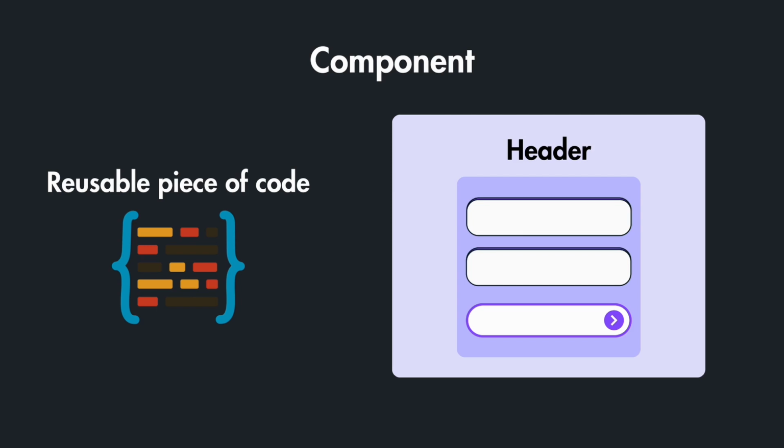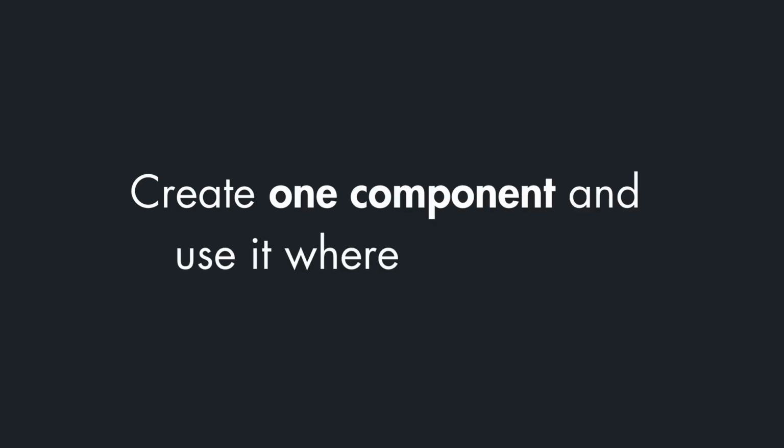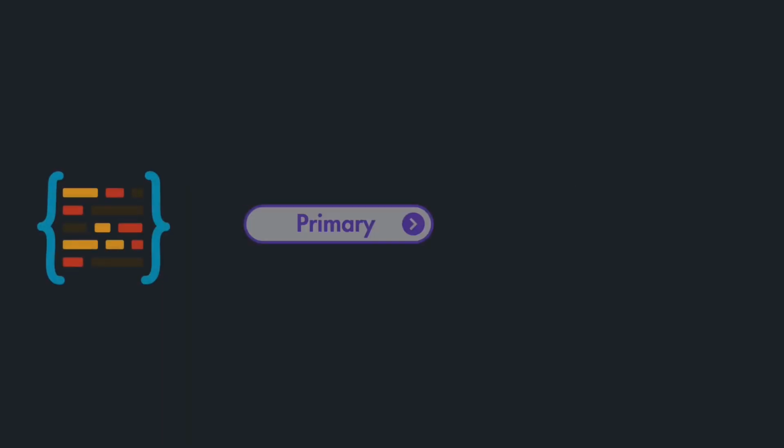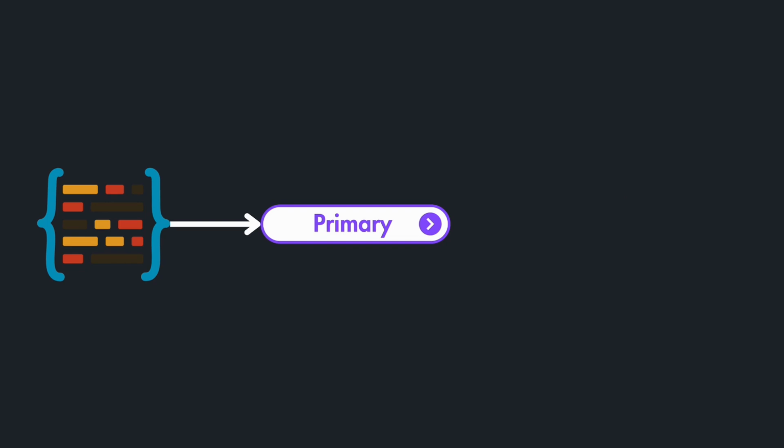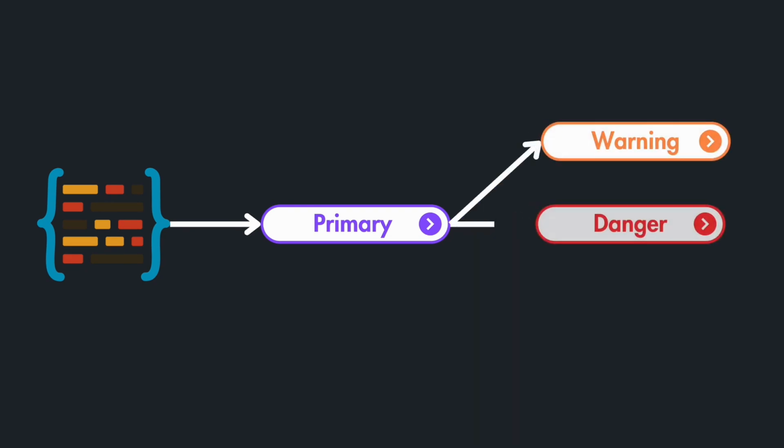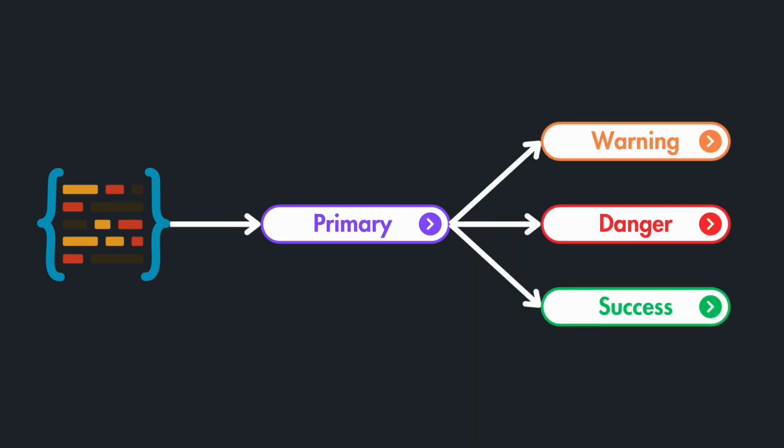And instead of having to write a bunch of code for the same element multiple times, you can create one component and use it wherever you need it. For example, you can write a code to have a component as a button, and you can write the primary button version of it. And then you can create as many variations of this button as you want, like a warning button, a danger button, and a success button. And all of these are using the same piece of code of the component, which is the button component in React.